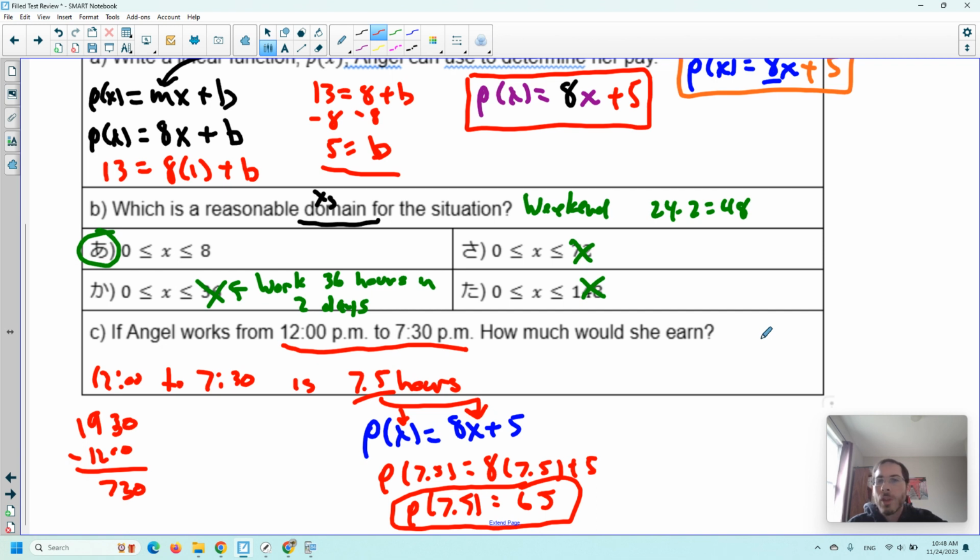Okay, cool. If we want to actually interpret this, she gets $5 for showing up effectively, and then $8 an hour. So maybe this isn't the best job that she's got, but you never know. Maybe she really likes it. That's what we got for this question. So, all right, we'll move on.